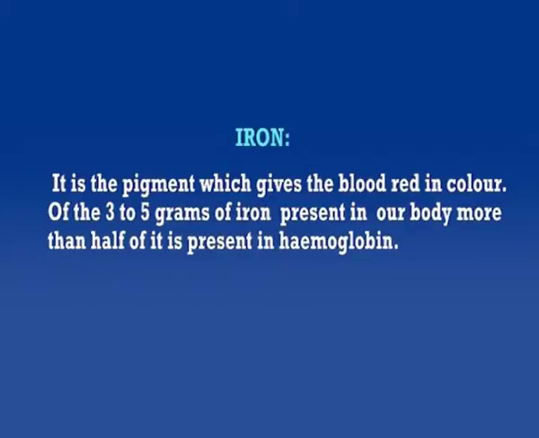Next, we'll see the iron. Iron is a component of the complex protein hemoglobin, a heme protein component of the red blood cells. It is a pigment which gives the blood its red color. Of the 3 to 5 grams of iron present in our body, more than half of it is present in hemoglobin. The rest of it is stored in the liver, spleen, bone marrow, and muscles. In the muscles, it is stored in the form of myoglobin. Iron is also present in some enzymes like cytochromes, catalase, and peroxidase.